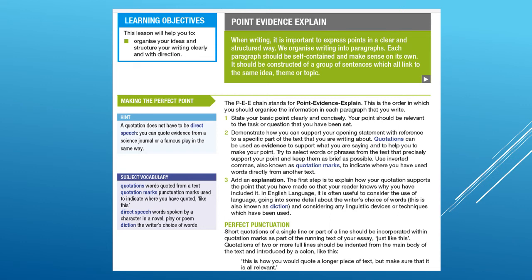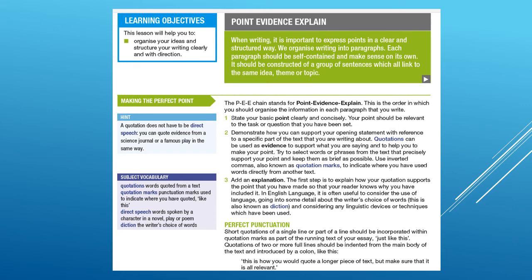We organize writing into paragraphs. Each paragraph should be self-contained and make sense on its own. Every paragraph should be clear and should make sense. It should be constructed of a group of sentences which all link to the same idea, theme or topic, because you are writing based on the keywords of the question.